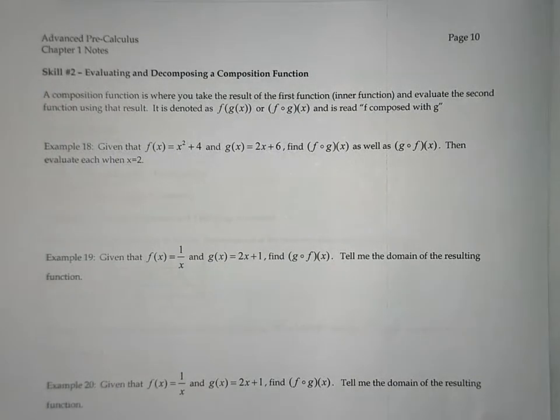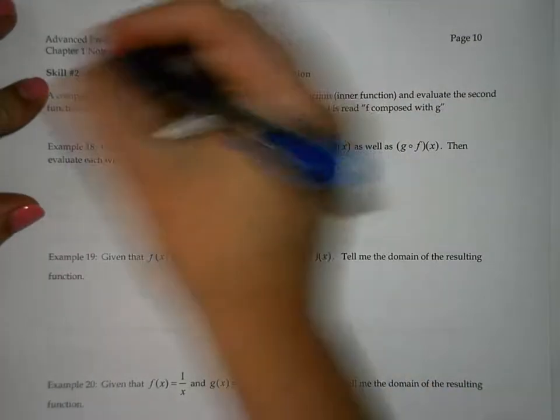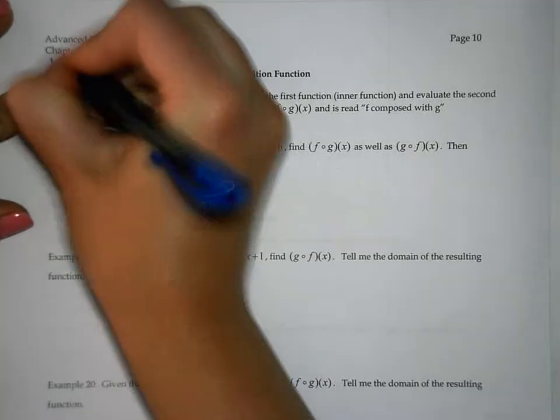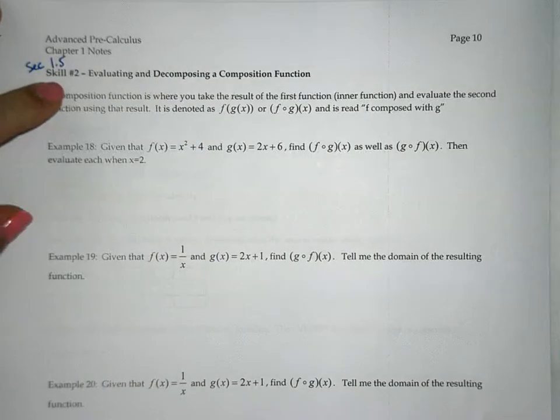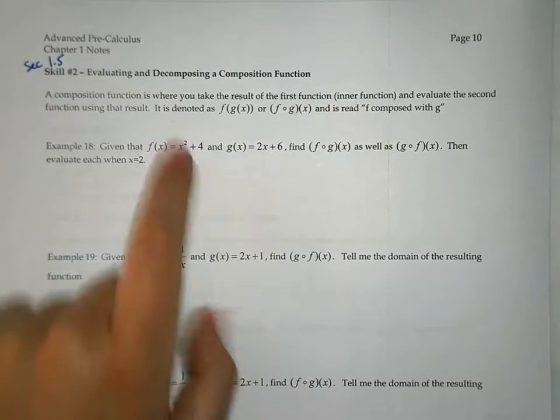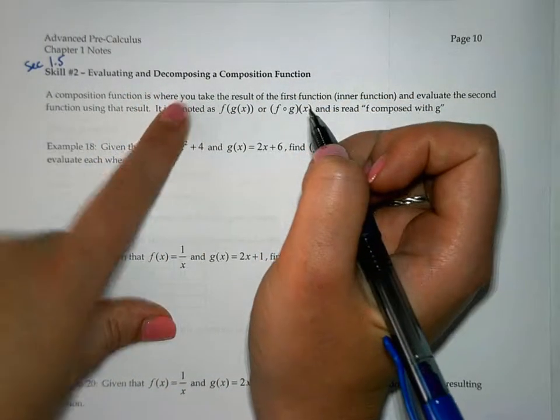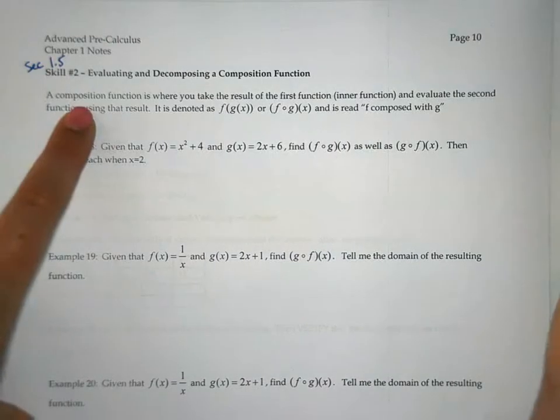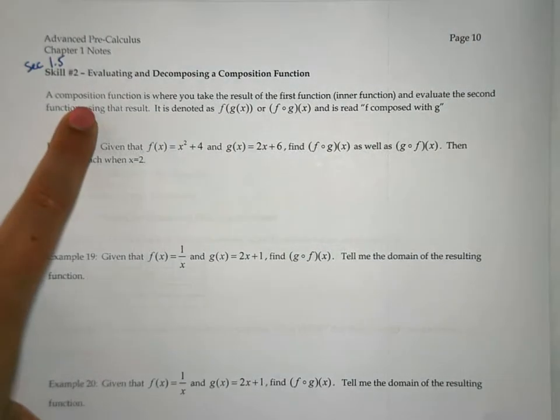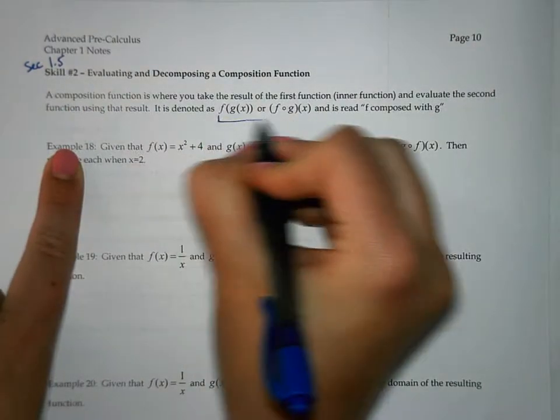This is still section 1.5 that we're talking about right here. And in this section, we also need to talk about a different way of combining functions. The different way we talk about is when we say composing and decomposing. When we talk about composing a function or getting a composite function, they look like this.